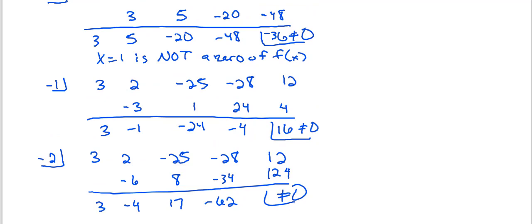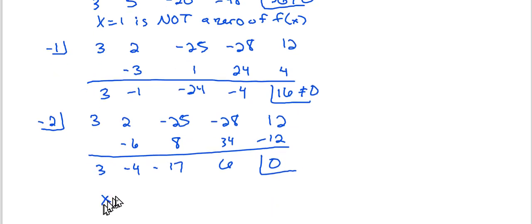Just noticed, I think I made a mistake here. Negative 25 plus 8 would be negative 17. When I multiply those, that would make this a positive number. And that's going to make this a 6, which makes this a negative 12. Yay, that's good. All right, so x equals negative 2 does work.